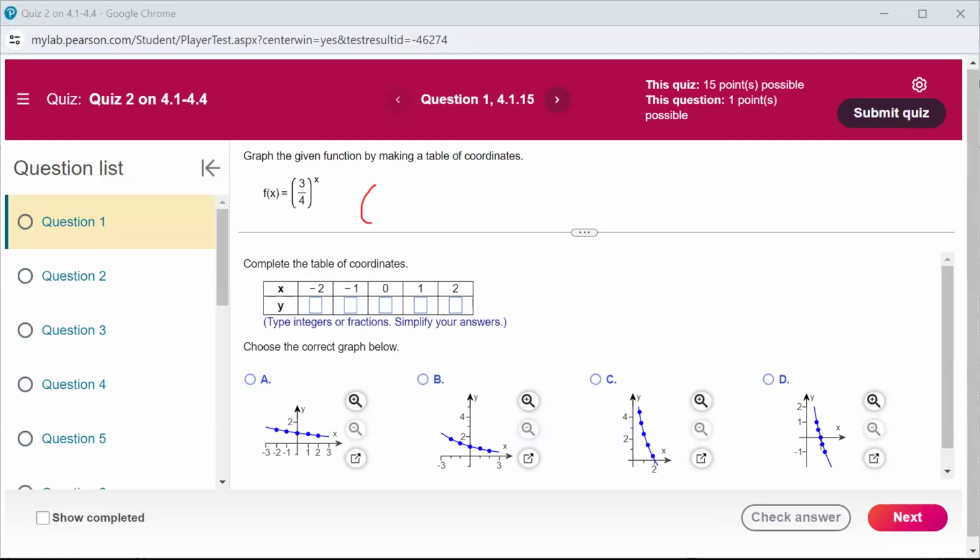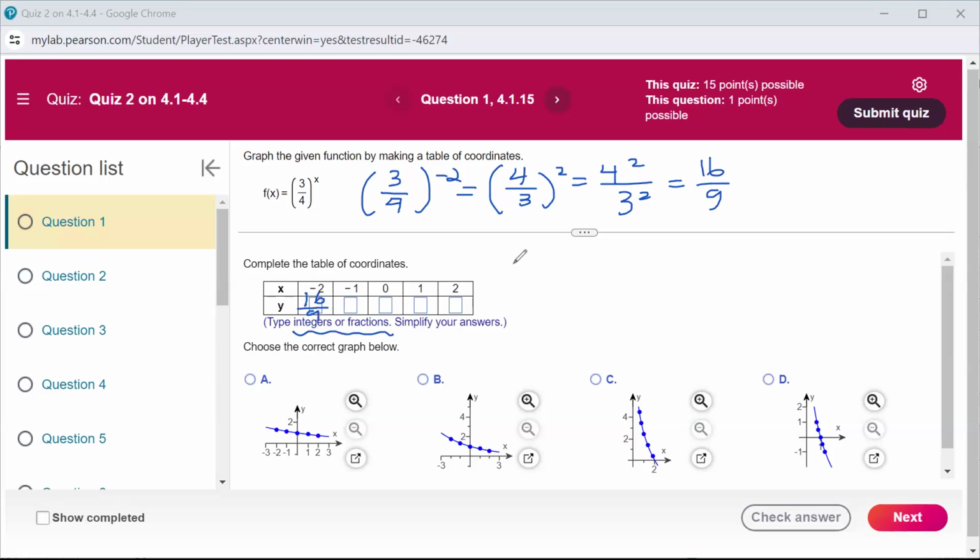Let me pick a different color. We have 3 fourths to the -2nd. That's a negative power, so you have to do the reciprocal of the base. It becomes 4 over 3 squared, which becomes 4 squared over 3 squared, which is 16 over 9. MyMathLab wants you to use fractions. So for this one, I have 16 over 9.